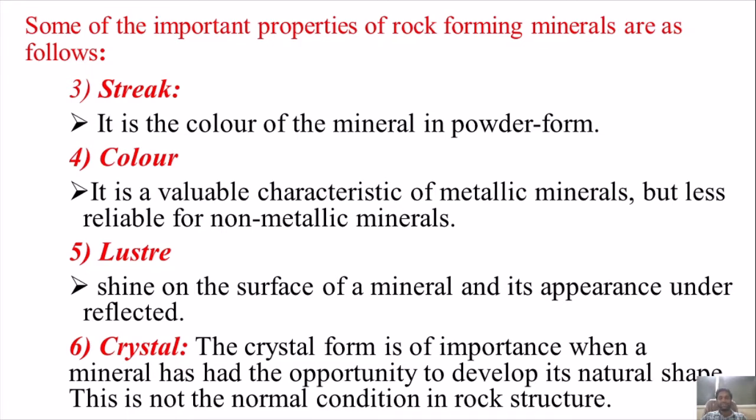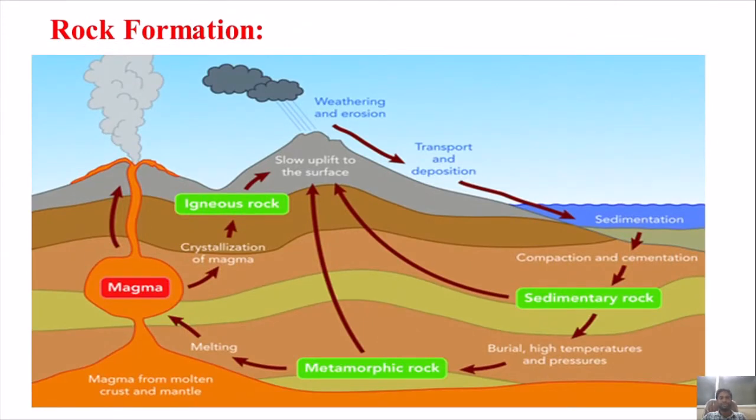Then crystalline. Whether it has a crystal form is important when a mineral has had the opportunity to develop its natural shape. This is not the normal condition in the rock structure. So this is about whether it is crystal or not. Basically, different minerals compose and form a crystal. That is one important property of these rock forming minerals.